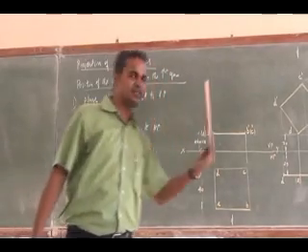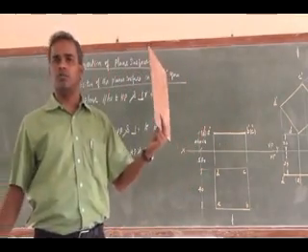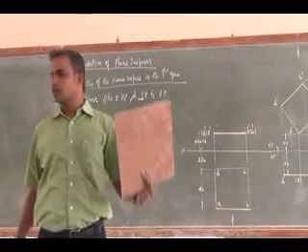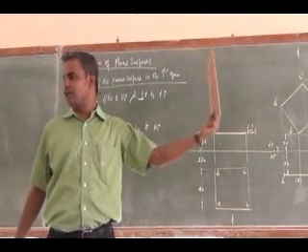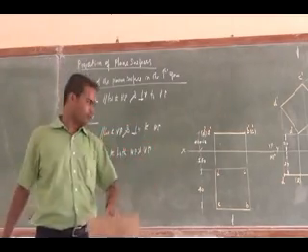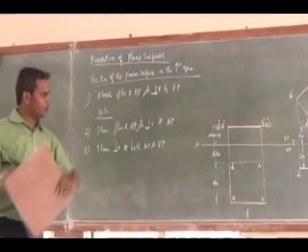So you have to start this problem by drawing the true shape in this side view. You have to draw the true shape on the side view, and from there I have to draw my front view and top view. Right. So take a problem.